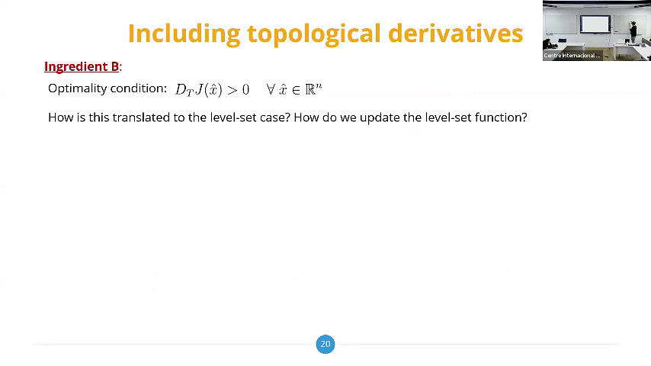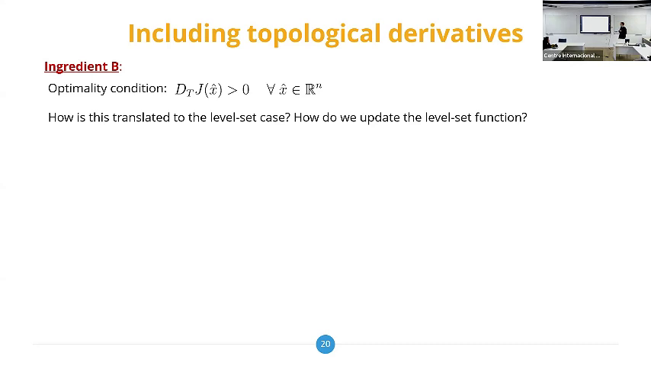So if we want to arrive at a point where the j is minimum, in this case, a function of the level set, we have to arrive at some point where for any coordinate x, if I introduce a perturbation of radius epsilon, the cost function always increases. That means the topological derivative is positive in all coordinates x of the domain.